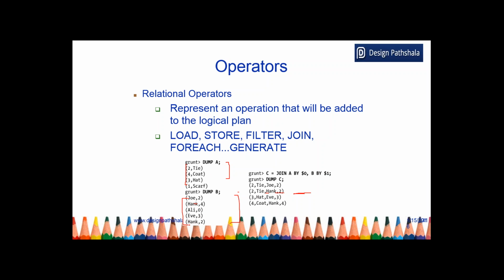Join. So A is something like this, 2, 4, 3, 1, and B is something like this. So if I say join A, then you specify which column of A to use for the join criteria, and which column of B to use for the join criteria. So we are using the second column of B and the first column of A. So the first column of A is 2, 4, 3, 1 and the second column of B is 2, 4, 0, 3, 2, 1. So this is the inner join which I am doing.